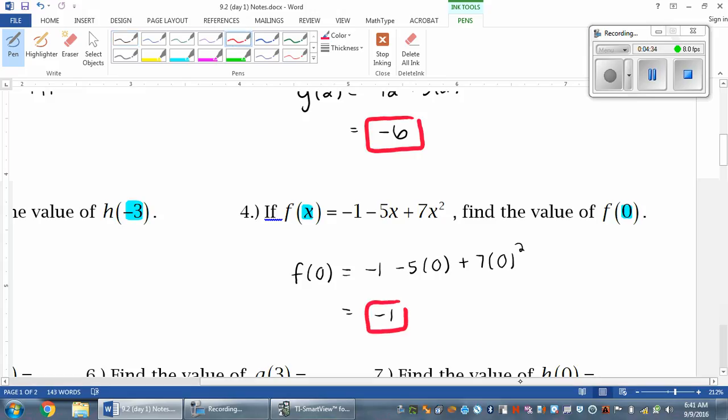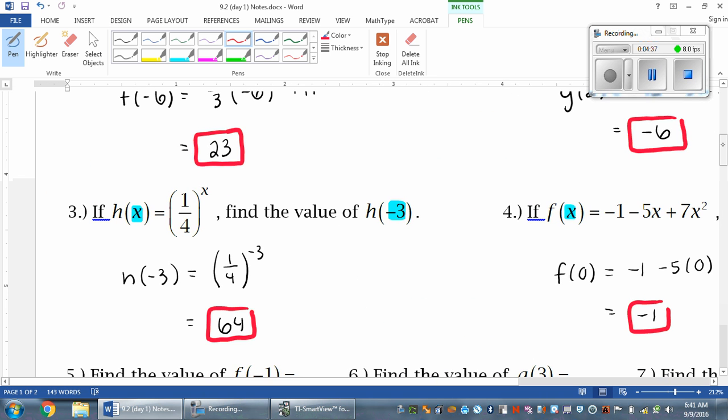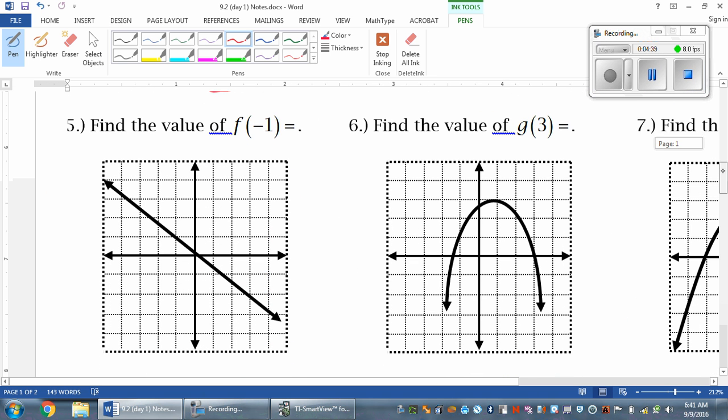Now I can actually evaluate domain values when I'm just given the graph. So let's find the value of f of negative 1. This is my function. Negative 1 is the x value. I go over to negative 1 on the x-axis, and you're either moving up or down to get to your function. I have to move up 1, so f of negative 1 is equal to 1.